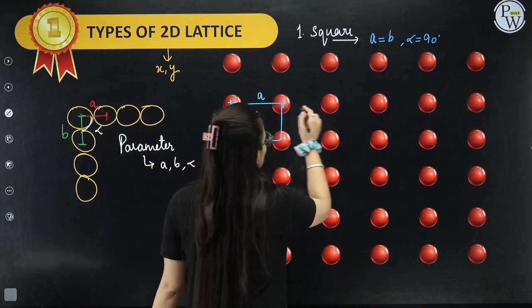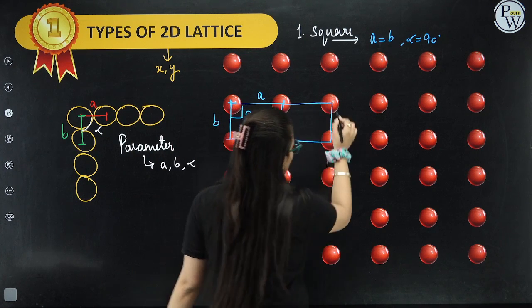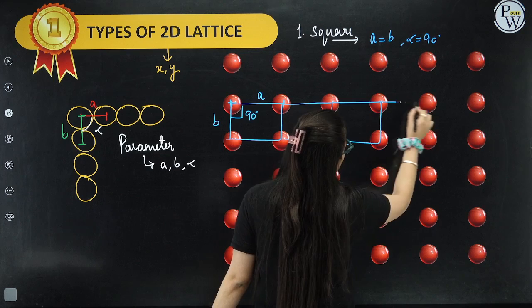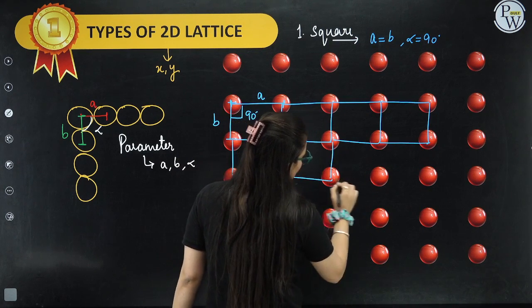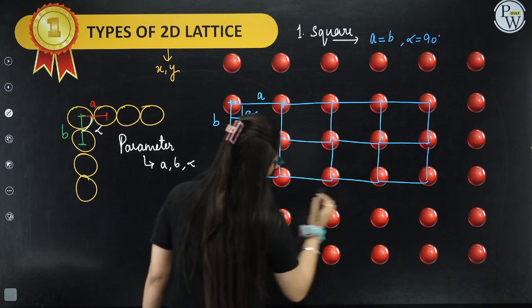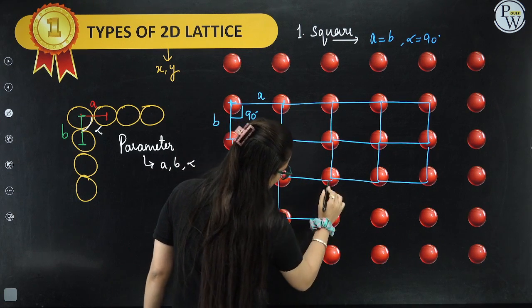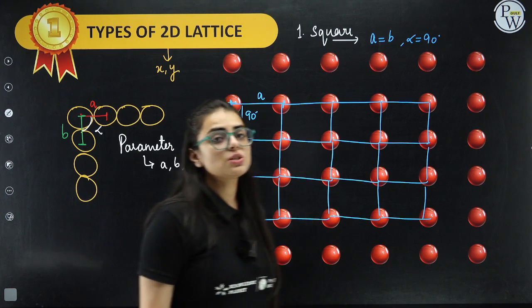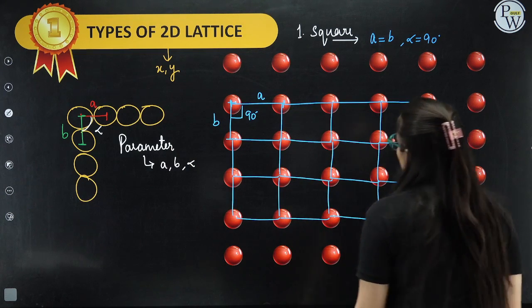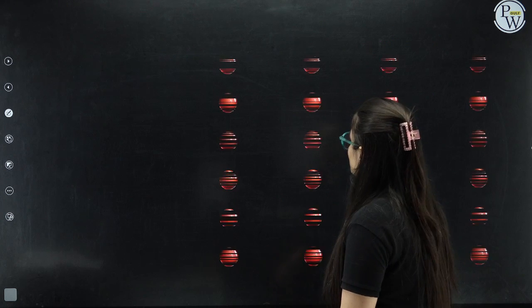And when you repeat this particular structure again and again, what are you going to obtain? You are going to obtain a bigger structure. So, this is what a type of lattice is. This is about the square lattice.